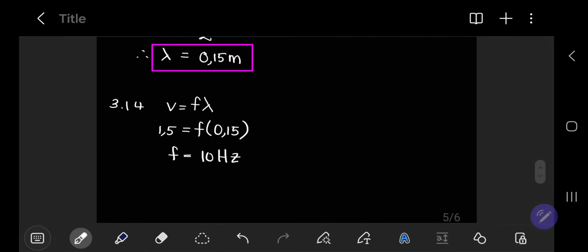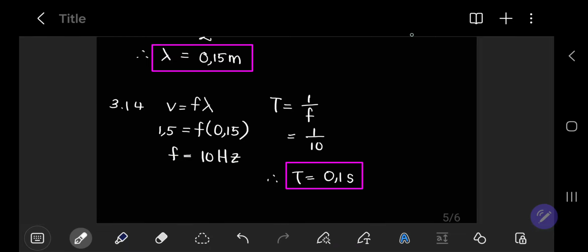Now, since we need to calculate period, we know that period is equal to 1 over frequency. So we've got 1 over 10, and therefore period is 0.1 seconds. So this was a two-step process. We calculated frequency first using the speed that was given and the lambda that we calculated, and then we went on to using the period formula. It's 1 over frequency, so we had 1 over 10 and 0.1 seconds as our answer.